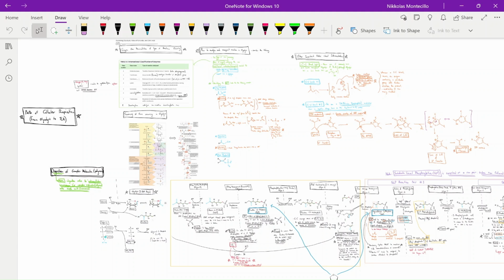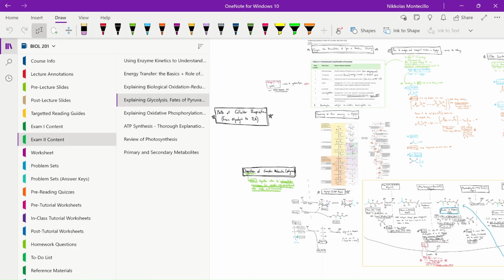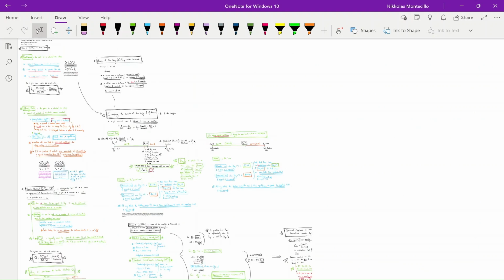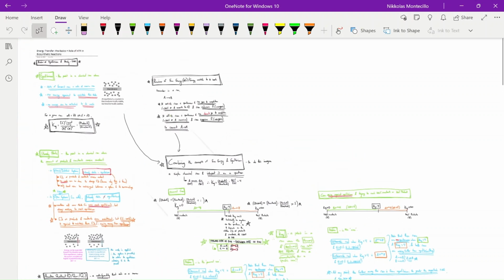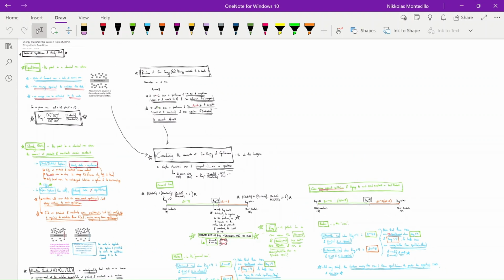Most notably, the citric acid cycle as well as glycolysis. But what we first have to do is go through the basics, which leads me to today's lesson, which is energy transfers. So the basics of energy transfer as well as the role of ATP in biosynthetic reactions.